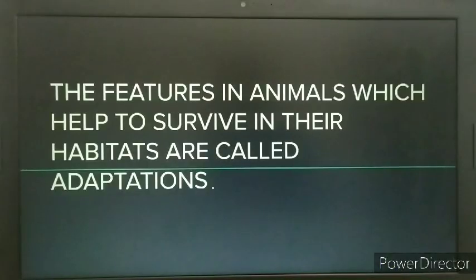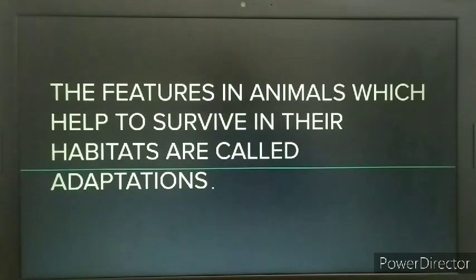Today we'll be discussing another habitat, that is desert habitat, the adaptations in the desert habitat, the desert animals and plants, what all characteristics they possess and what all features they adapt to survive in the hot climatic conditions of the deserts. Let's discuss. So we'll be learning about desert habitat.